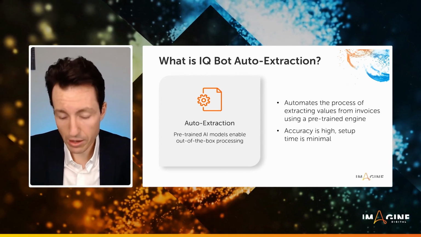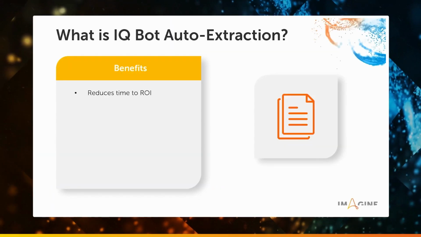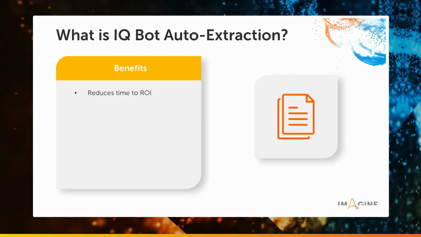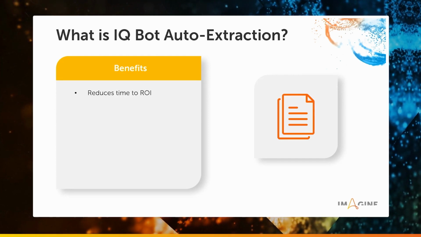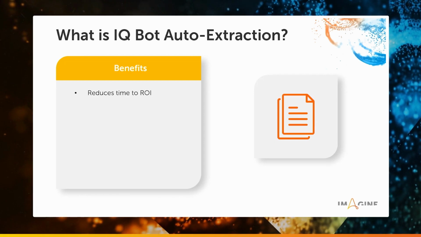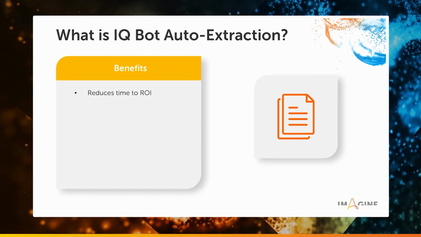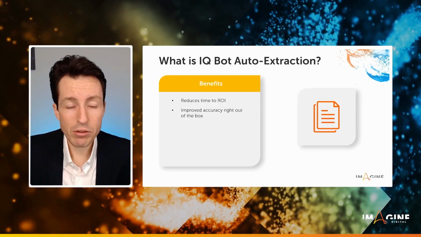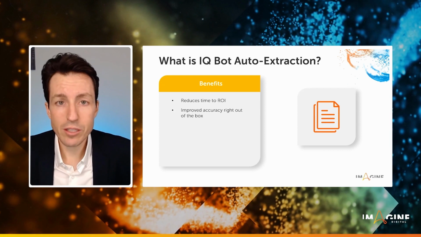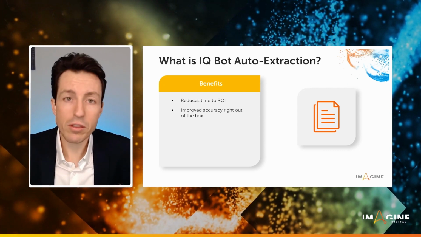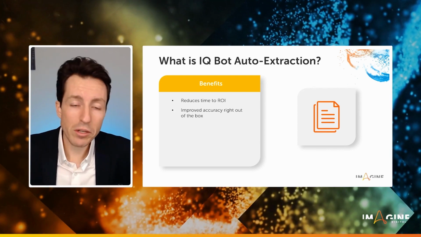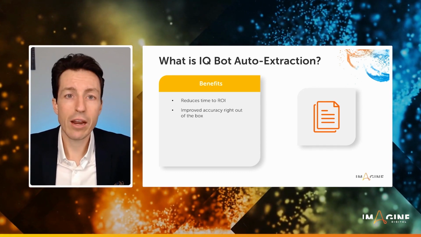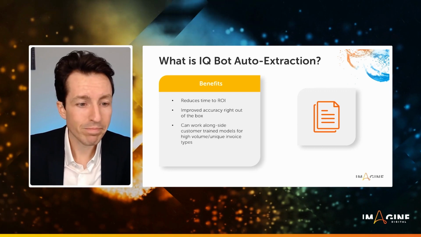Let's take a look at the benefits of this. So our first benefit is reduced time to ROI. With this pre-trained model, the time needed to train and validate a learning instance is significantly reduced. So I can be recognizing that return on investment much more quickly. Second, improved accuracy right out of box. So because this is a pre-trained model, it's been trained on thousands and thousands of invoices already, it's going to be able to automatically recognize a lot of those common invoice fields and automatically do that extraction for me.